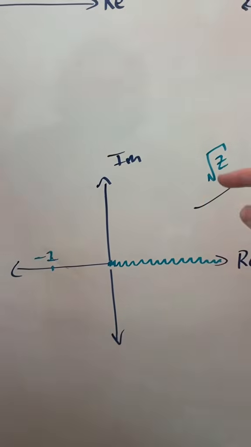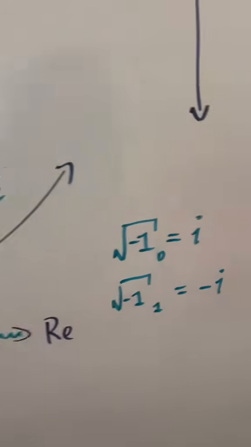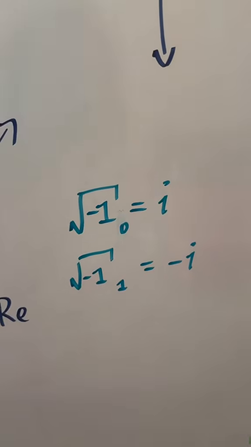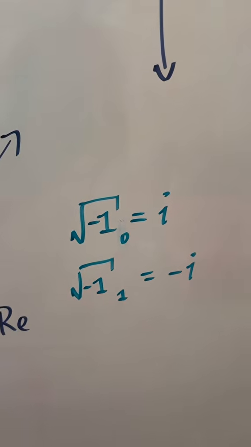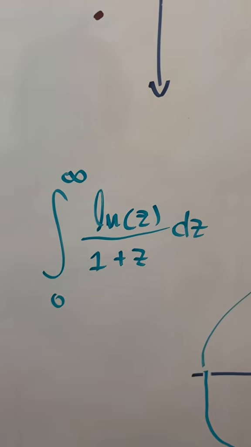So now I can use this square root where I've taken out the non-negative real line, and if I take the principal branch of the square root of -1, I'll get i, and if I take the next branch of the square root of -1, I'll get negative i. Being able to choose our branch cut is really nice.